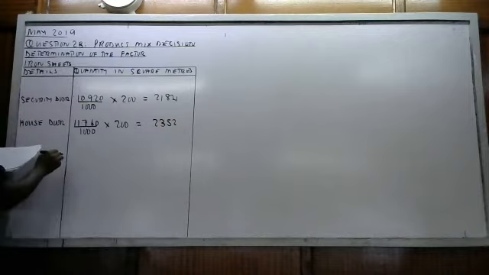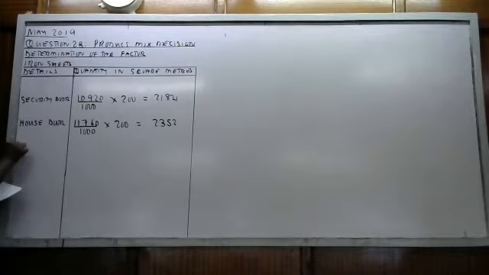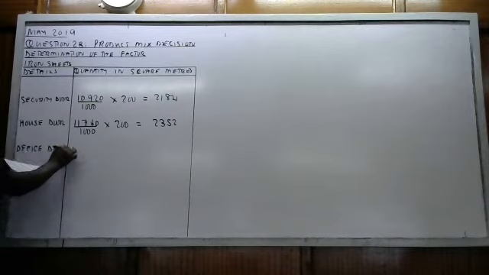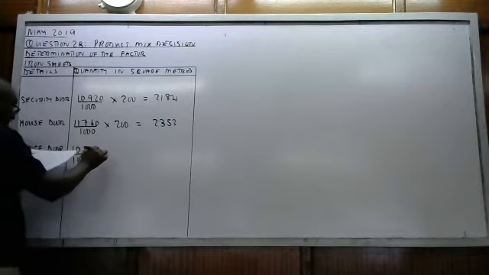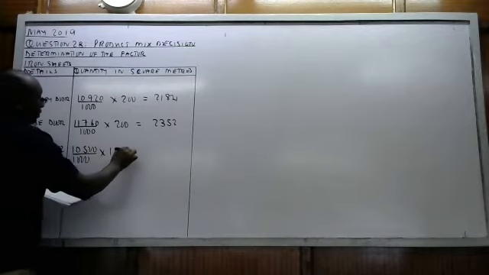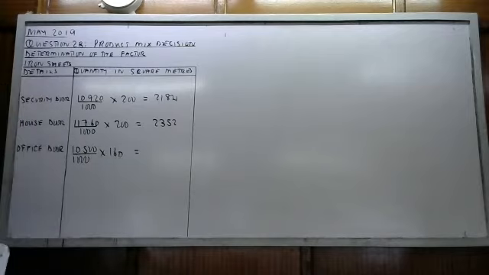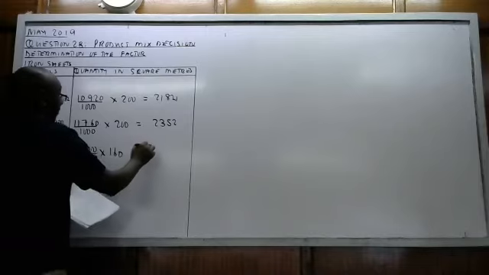Now when you come to this other one, called office door. Office door. It is 10,500. You divide by 1,000. Multiply by what you require, 160. So that is 10.5 times 160 is 1680.